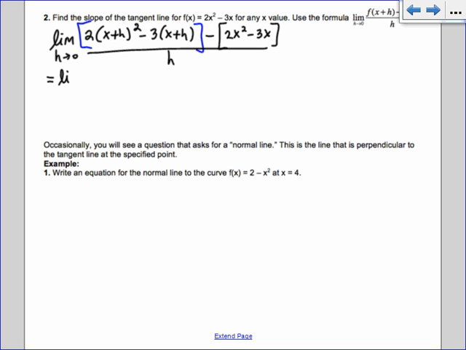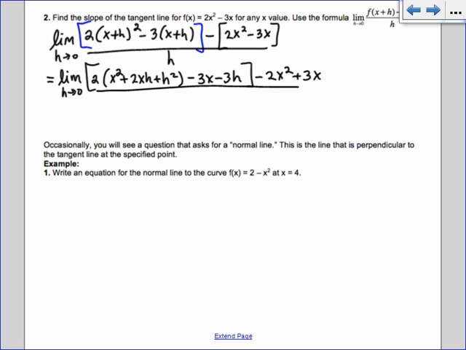All right, so as we FOIL out the x plus h part, we're going to have 2 times x squared plus 2xh plus h squared, and then minus 3x minus 3h. That is the first bracket. And then minus 2x squared plus 3x when we distribute the negative. So we get the limit as h goes to 0. We're going to distribute the 2 in, so we have 2x squared plus 4xh plus 2h squared minus 3x minus 3h minus 2x squared plus 3x all over h.